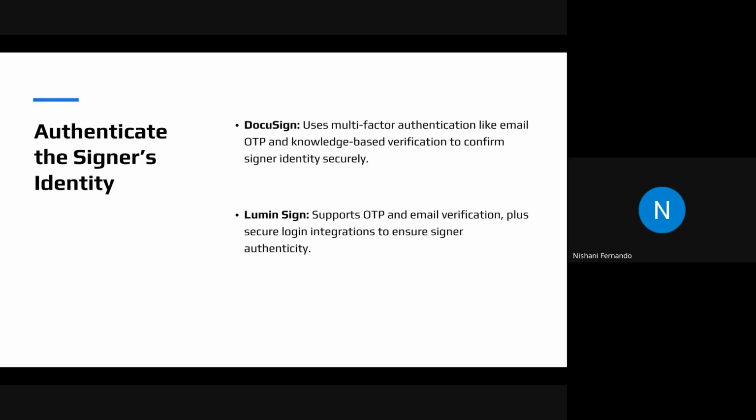The first thing is to authenticate the signer's identity. When you're using these digital platforms, the signer's identity must be authenticated. There are features you can add, like OTP, knowledge-based security questions, and email-based verifications, that are included for the authentication of the signer's identity.